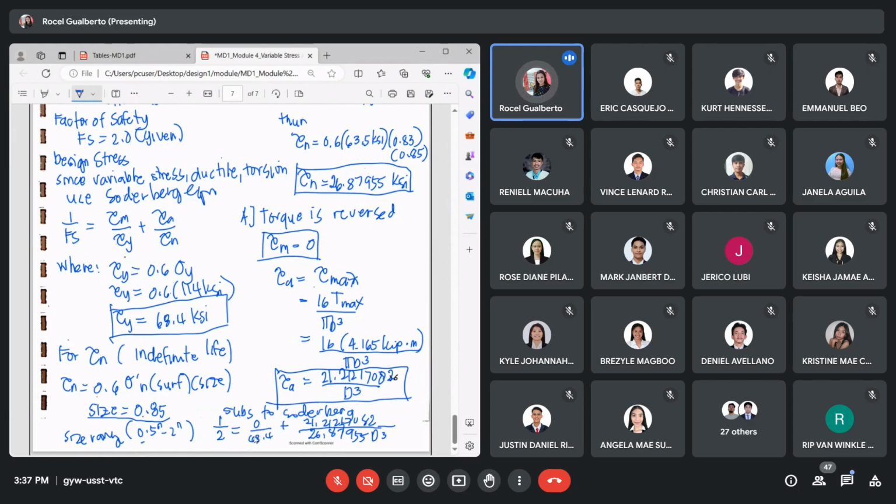So 0 over tau y will be equal to 0. Matitira na lang is 1 half equal to 21.21 divided by 26.87955 d cube. So from there, you can obtain the value of the diameter. Paki-compute nga po natin what is now the diameter. Try to simplify, then find the diameter.